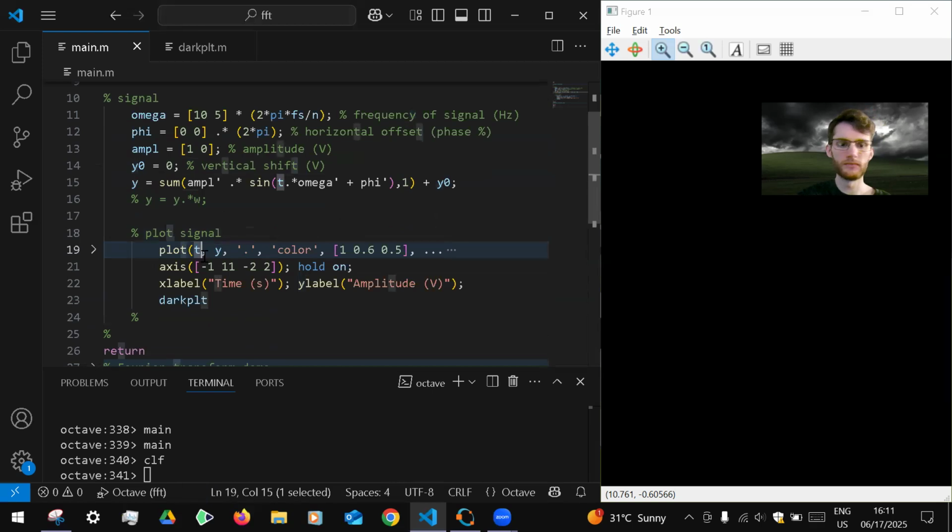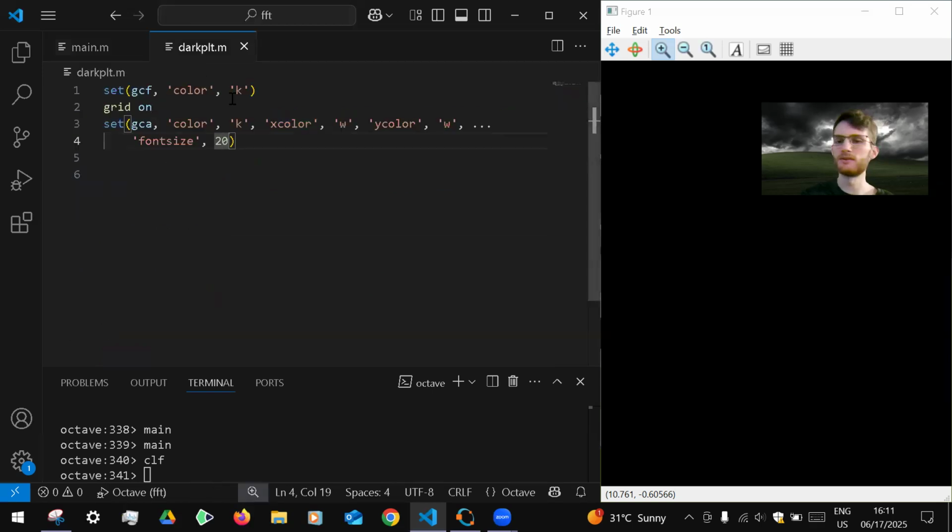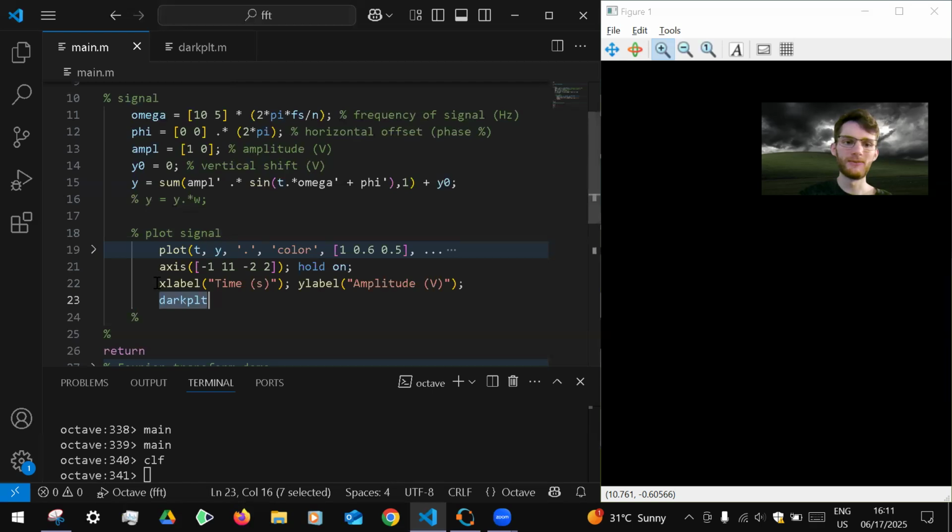These are the parameters I'm using for plotting. I have a custom function to make everything look pretty. And don't forget when you plot to have x-axis and y-axis labels with units. And in this case, I am creating a signal, making up a signal, and it's going to be in volts. So let's plot this.